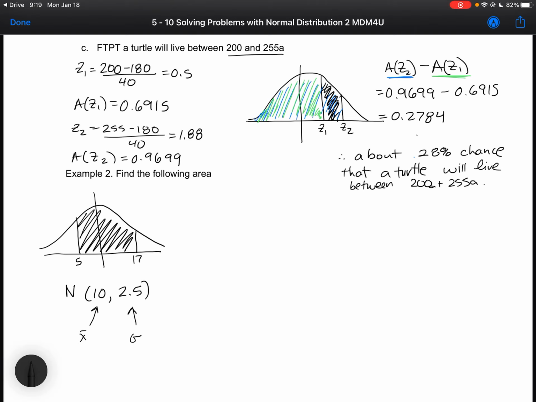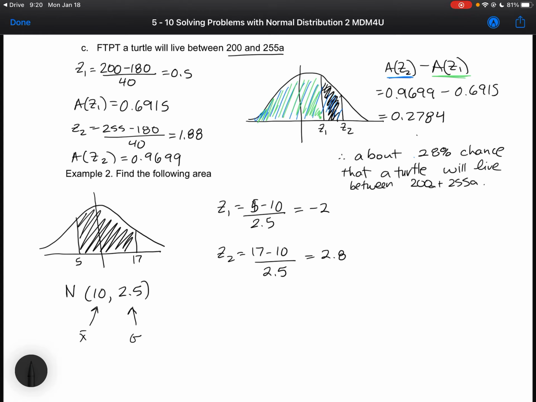So what I need to do is I'm still going to find my Z1 score that corresponds to 5, and then I'm going to find my Z2 score that corresponds to 17. So let's do Z1 first. I'm going to do 5 minus 10 over 2.5, which gives me my z-score for 5 of minus 2. And then I'm going to find my z-score for 17. So 17 minus 10, divided by my standard deviation, which is 2.5 here.